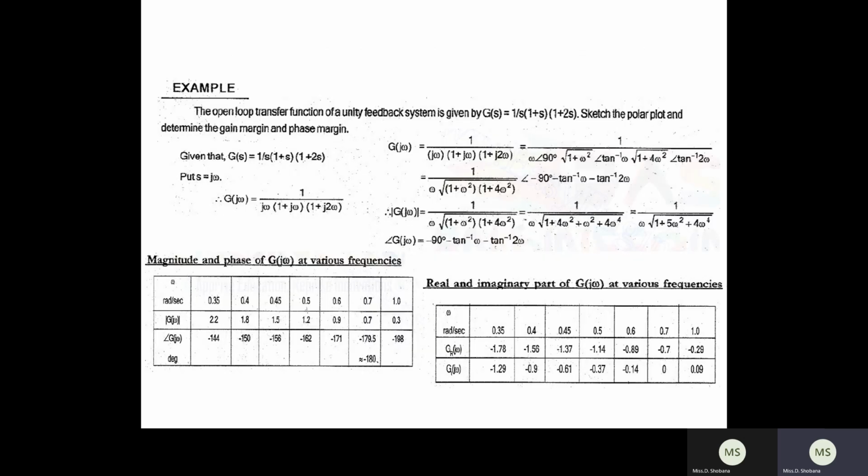After every ten circles you get a dark circle, and depending upon that you have to choose the scale. So 0.5, 1, 1.5, 2, 2.5, like that. Each solid circle will be chosen as a scale value. Having chosen that, for the polar plot here we have the tabular column of polar coordinates. For omega equal to 0.3, we have a magnitude of 2.2 and a phase angle of minus 144.